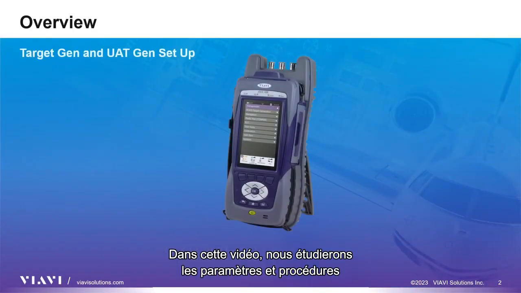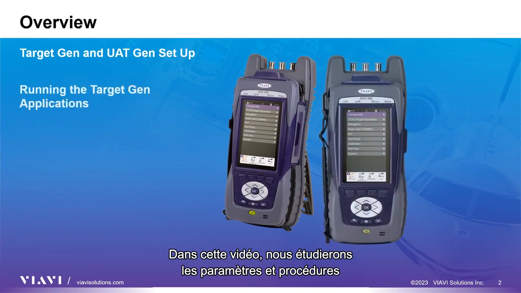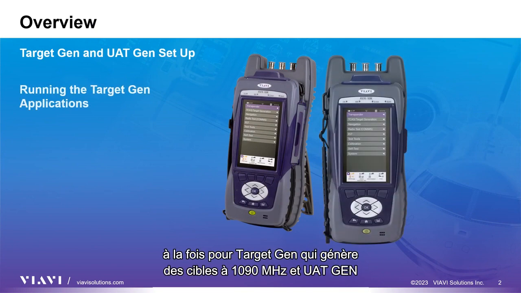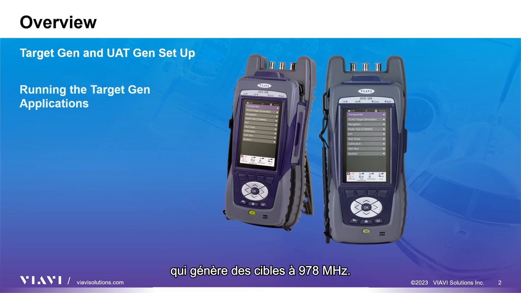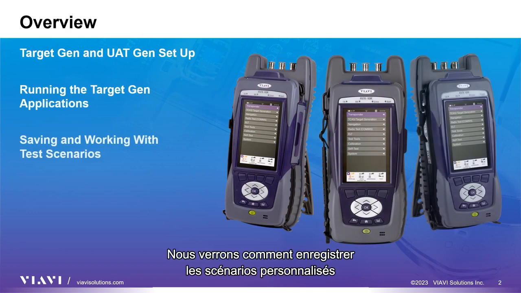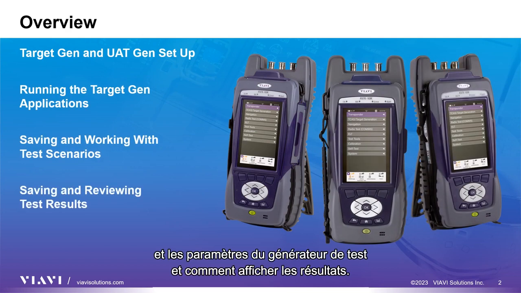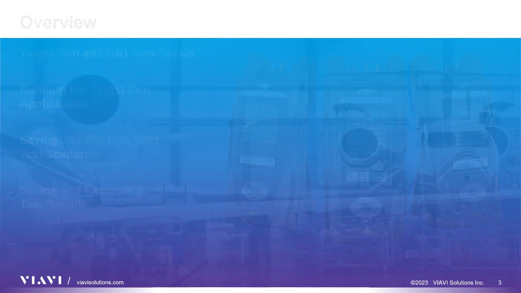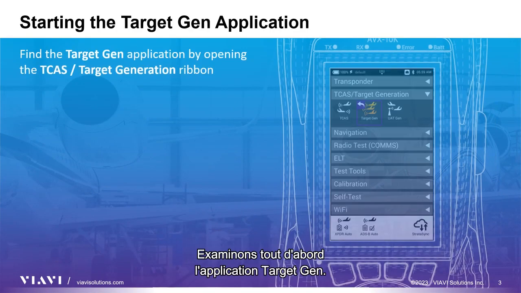In this video, we will be discussing the settings and procedures for both target gen, which is generating targets at 1090 MHz, and UAT gen, which is generating targets at 978 MHz. We will look at saving custom scenarios. We will also look at saving test generator parameters and viewing the results. Let's look first at the target gen application.